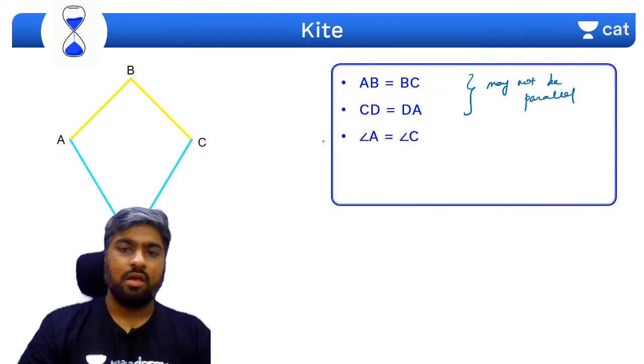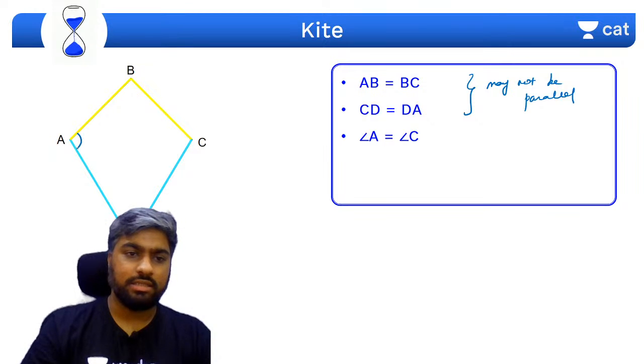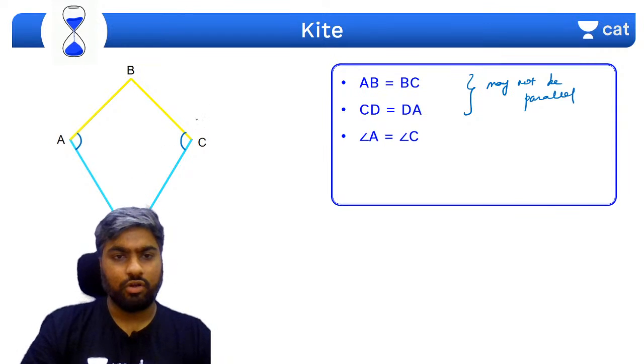What's the next thing? There will be exactly two angles that will be equal to each other, that is these two. Only these two angles will be equal. Angle B and angle D will not be known for sure.